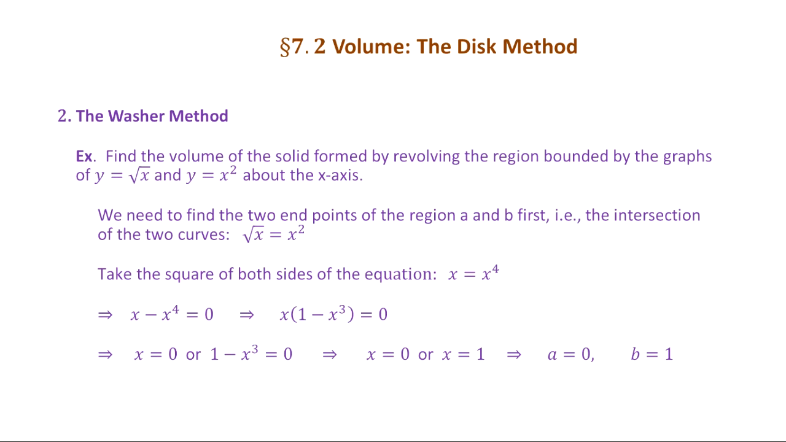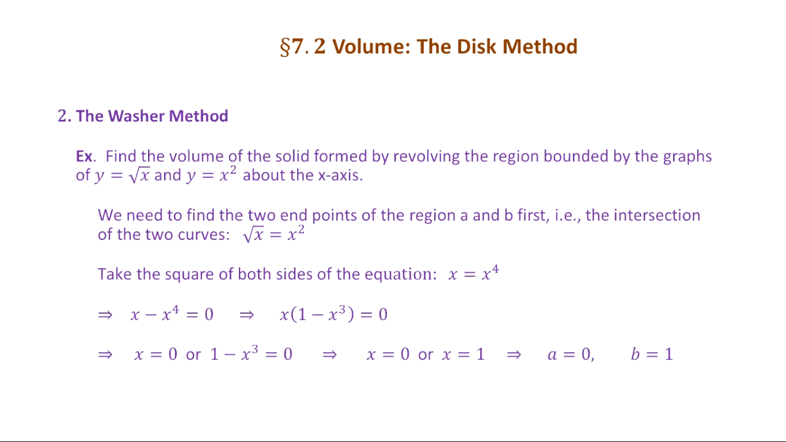Now, you set each factor equal to 0. So x equal to 0 or 1 minus x cubed equal to 0. Solve this equation. I had a lot of problems with my video today. Sorry about it. So you got two solutions. From the first equation, you get x equal to 0.